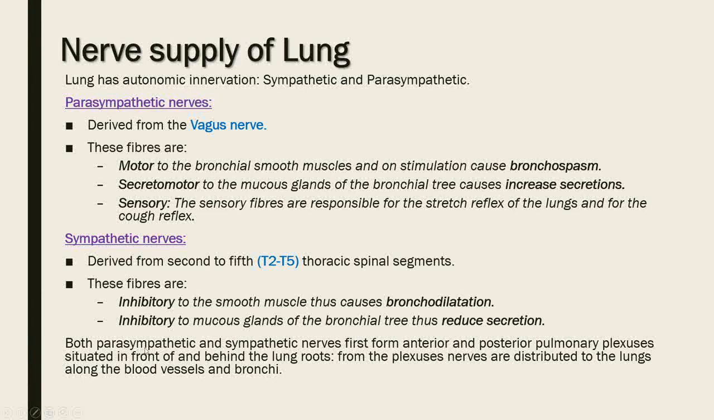Both the parasympathetic and the sympathetic nerves first form the anterior and posterior pulmonary plexuses, situated in front of and behind the root of the lungs, and from these plexuses the nerves are distributed to the lung along the blood vessels and the bronchi. So these nerve plexuses mainly follow the blood vessels to reach their destination.